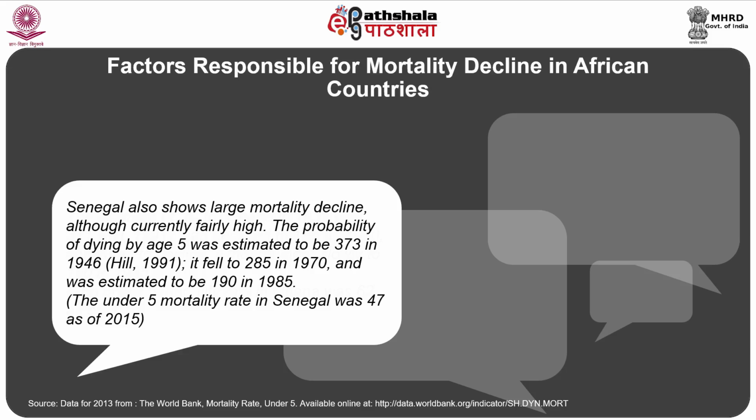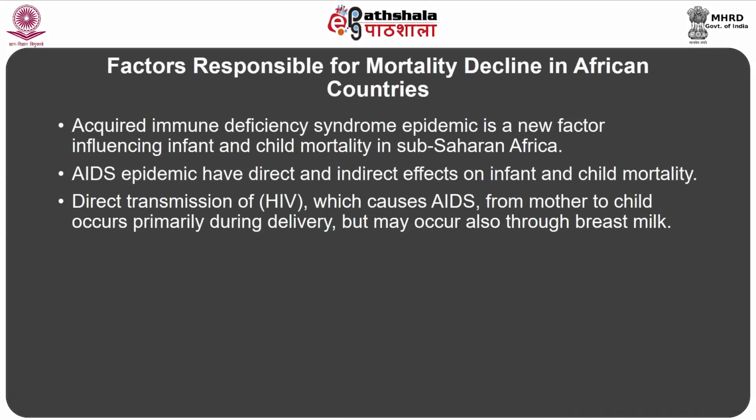The probability of dying by age 5 was estimated to be as high as 373 in 1946, which fell to 285 in 1970 and was estimated to be around 190 in 1985 in Senegal. The acquired immune deficiency syndrome epidemic, which is a new factor influencing infant and child mortality, was widely noticed in sub-Saharan Africa. The AIDS epidemic will have both direct and indirect effects on infant and child mortality.